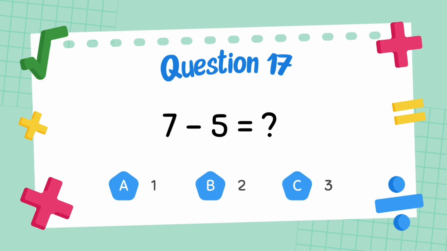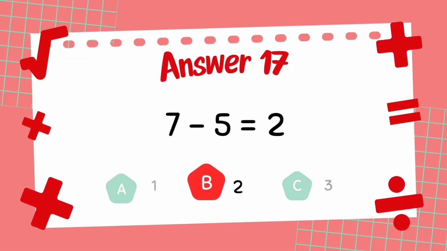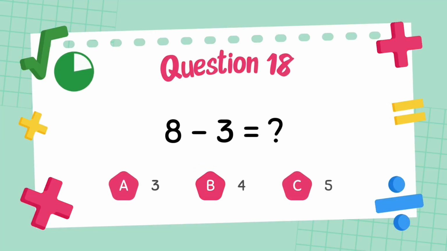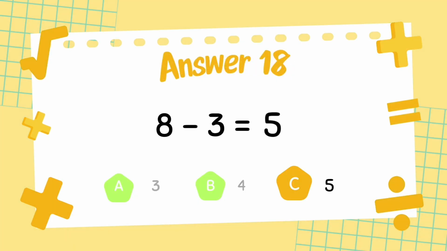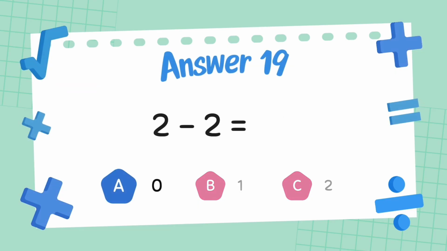What is 7 minus 5? The answer is 2. What is 8 minus 3? The answer is 5. What is 2 minus 2? The answer is 0.